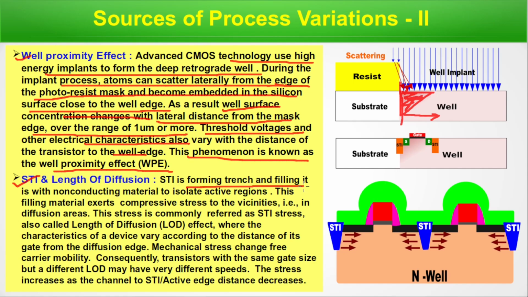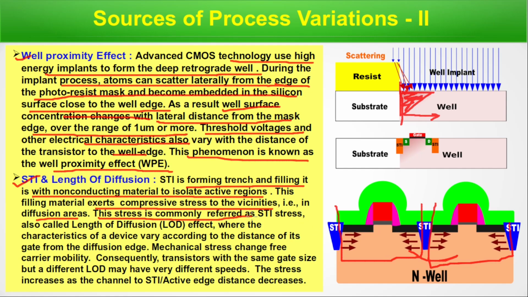STI is forming a trench and filling it with non-conducting material to isolate active regions. So this is one device, this is another device. Here shallow trench isolation is done to isolate from this to that. These filling materials exert compressive stress to the vicinities, compress this area. Tensile stress or compressive stress can change the mobility in silicon. So that is basically mechanical strain. Mechanical stress is there. So this filling material exerts compressive stress to the vicinity, that is in diffusion areas. In diffusion areas they give stress.